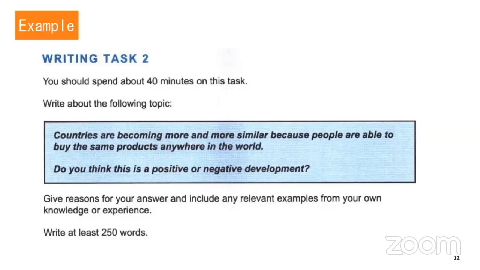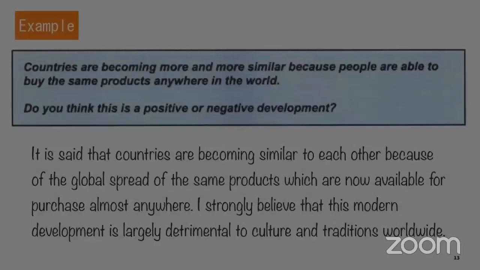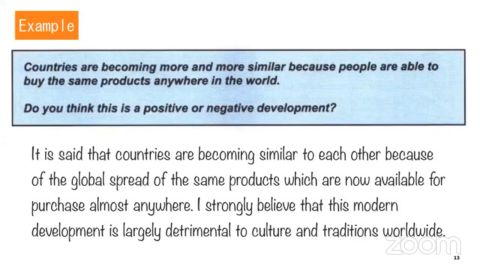Okay, so let's look more closely at how we could begin to answer this. In the same way as you did with task 1, you can use the question to help you with your introduction in task 2 as well. So again, we're thinking about rephrasing the question, showing the examiner that you can put it in different words, in alternative phrases. So the question: countries are becoming more and more similar because people are able to buy the same products anywhere in the world.